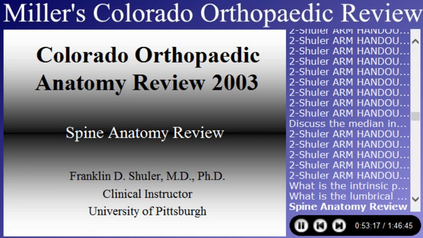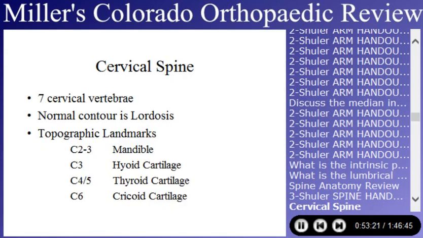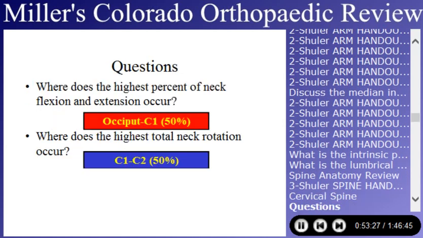Cervical spine, 7 vertebrae. Normal contour is lordosis. Topographical landmarks are key testable material: always cricoid cartilage at C6, hyoid at C3. Where does the highest percent of neck flexion and extension occur? 50% at occiput-C1. Where does the highest total neck rotation occur?